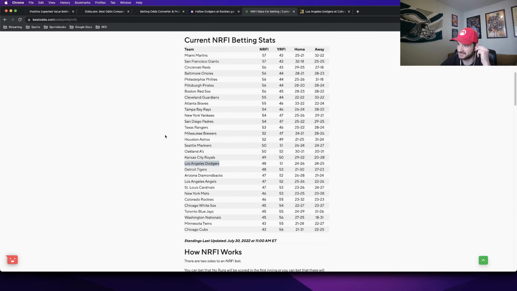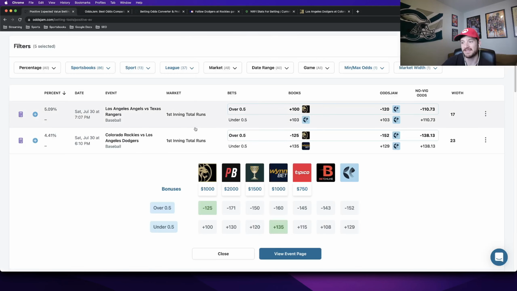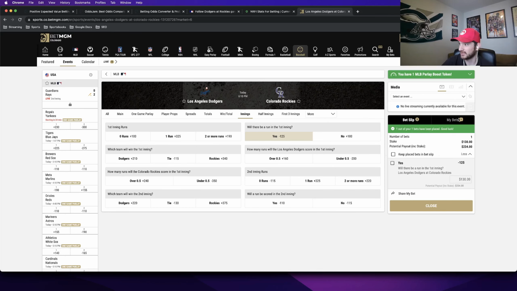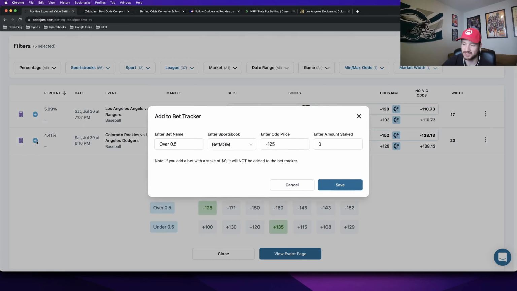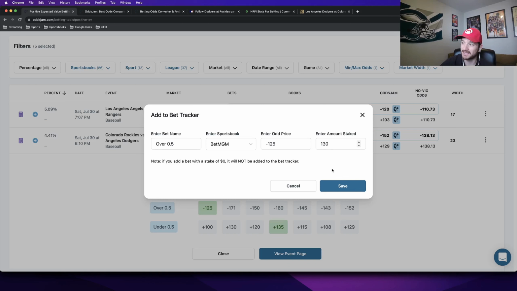And if you just look at Nerfy stats for these two teams, the Rockies are about a 50-50 yes run, no run first inning team away, but at home, they're significantly favored towards the yes run first inning: 32 yes, 23 no. The Dodgers are a little bit skewed towards the yes run first inning as well. So everything kind of checks out from a blanket handicapping perspective. So all in all, this adds up to a bet that obviously I really liked. I put 130 on it. So now let me just add this to my bet tracker and then I can get on out of here.